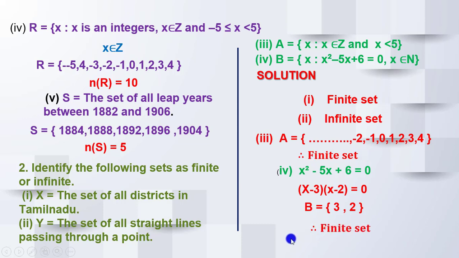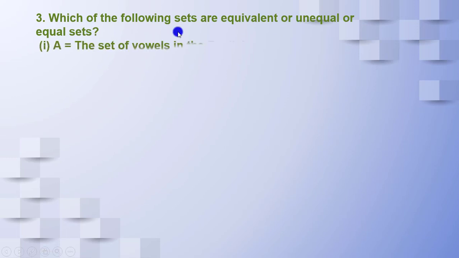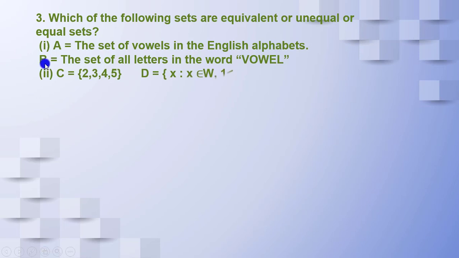Now let us go to the third problem. Our third problem is, which of the following sets are equivalent sets, unequal sets or equal sets? So we have learned the types of sets. From that we have to find out which are the equivalent sets, unequal sets and equal sets. Here the first one is set A containing the vowels of the English alphabet, and set B is the set of all letters in the word vowel.